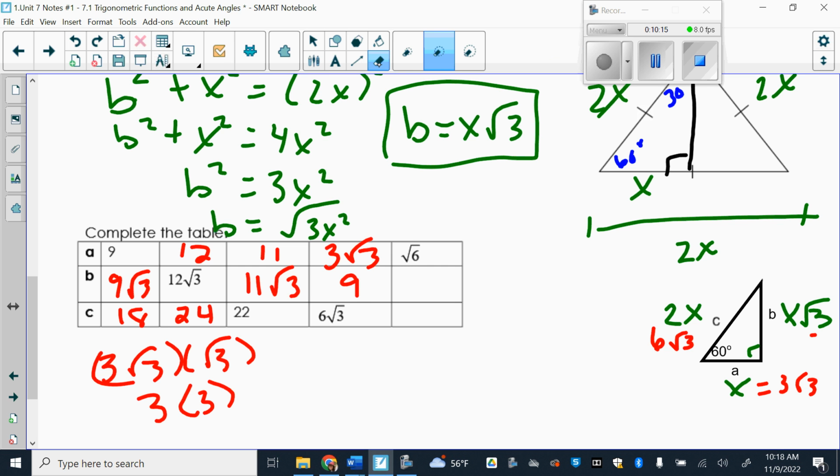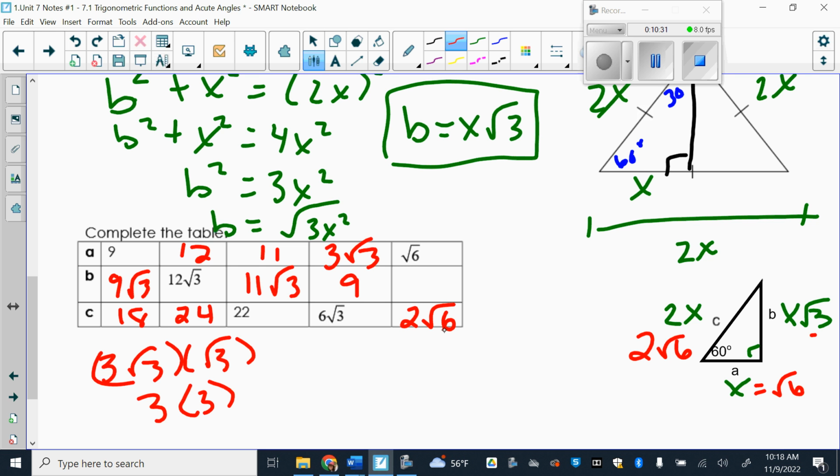And then finally, if I know that side A is square root of 6, then that means side C is 2 times that, so 2 times the square root of 6. And I know that side B is the square root of 6 times the square root of 3, which is the square root of 18, which is 3 root 2. All right, that is our lesson for today.